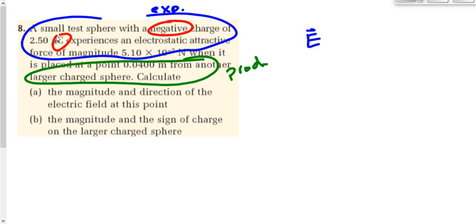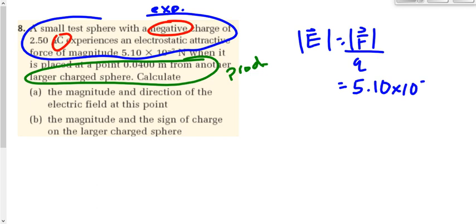E is equal to F over Q. And we want to solve for electric field. So the force is 5.10 times 10 to the minus 2 newtons, divided by the charge, which is 2.50 times 10 to the minus 6 coulombs. Not going to forget to convert that to coulombs because I've circled it in red, the microcoulombs in red, right?